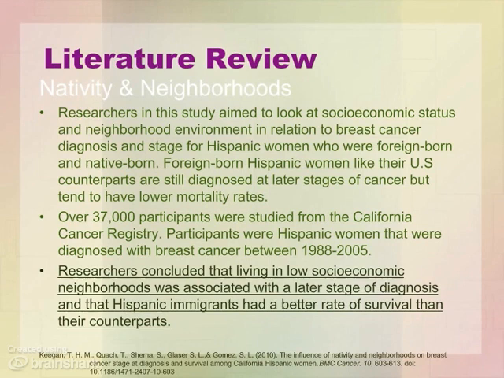For this slide, we're going to look at nativity and neighborhoods. I thought this study was very interesting because it compared foreign-born Hispanic women and their U.S. counterparts. It was trying to explore the neighborhood and environment in relation to breast cancer diagnosis and stage. There were over 37,000 participants from California studied between 1988 and 2005. What researchers concluded was that living in a low socioeconomic neighborhood was associated with a later stage of diagnosis, and that Hispanic immigrants had a better rate of survival than their counterparts.